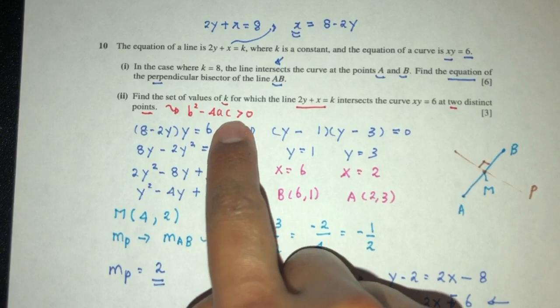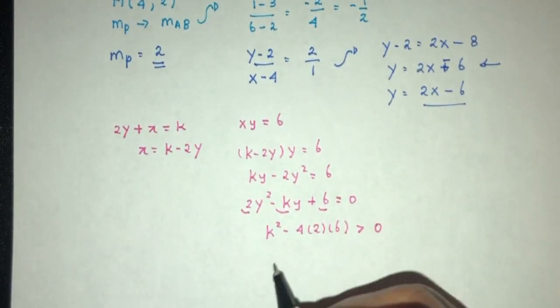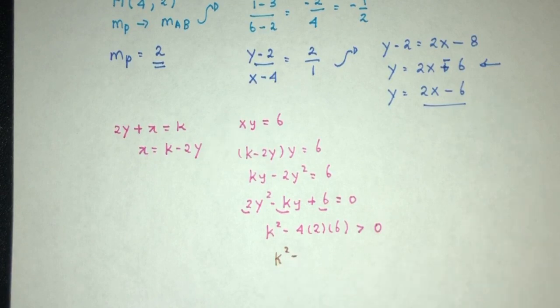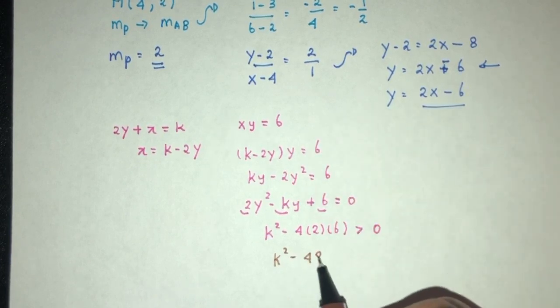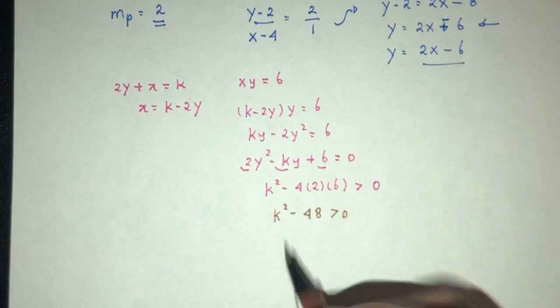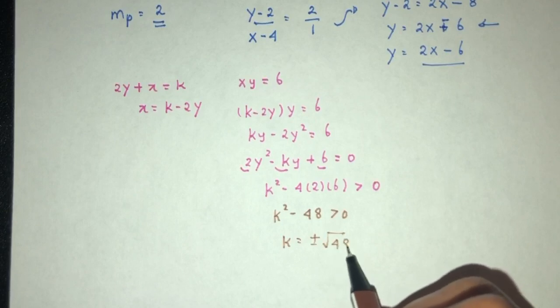Because of that, we have to use this: b squared minus 4ac has to be more than 0. Now, k squared minus 4 times 2 times 6, that will be 48, more than 0. So we can find the critical values first. So k has to be plus or minus root of 48.